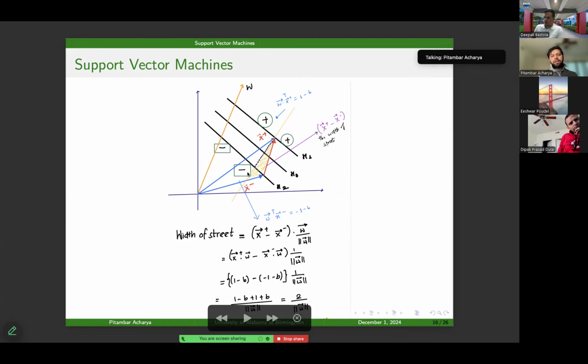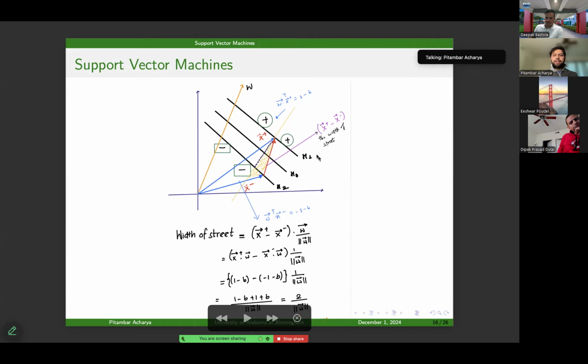If I use the vector addition rule, the width of this street is given by x plus minus x minus. This is the width of the street in vector notation. The upper side can be represented by omega transpose x plus b equals 1, and the lower part is represented by omega transpose x plus b equals negative 1. So these are the representations for the two data points.